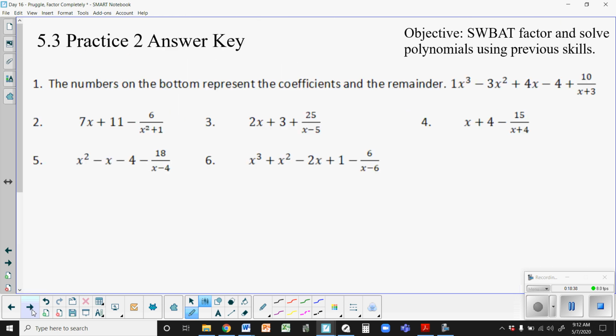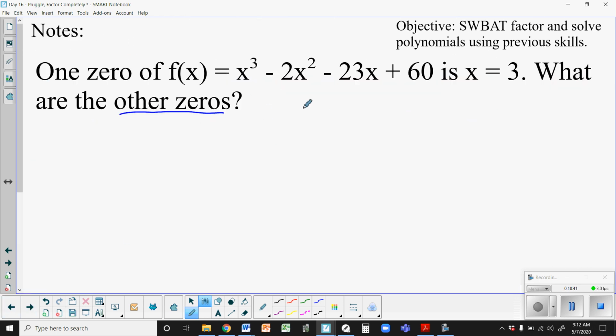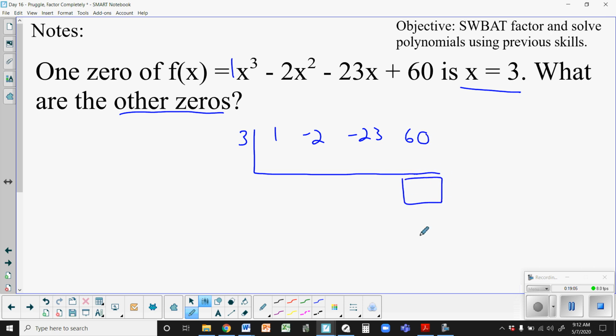So let's do that. All right, so it says x equals 3. So that means we don't need to solve it. So we can put a 3 for synthetic division, because it's already solved for x. And then our coefficients, we have 1, negative 2, negative 23, and 60. What do we know about our remainder right here? That's right, the remainder we know is going to be 0. So we're expecting this part to be 0 right here. That should be a 0. All right, so let's do this. So we have, let's bring down our 1.